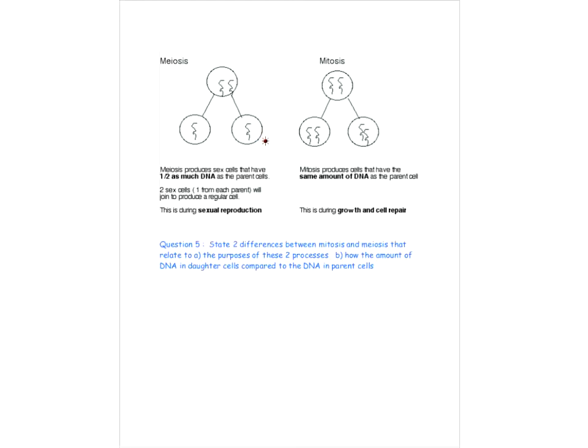Meiosis produces sex cells that have half as much DNA as the parent cells. Two sex cells, one from each parent, join to produce a regular cell. This is during sexual reproduction. Mitosis produces cells that have the same amount of DNA as the parent cell. This is during growth and cell repair. So you can just see a little picture of what's going on.